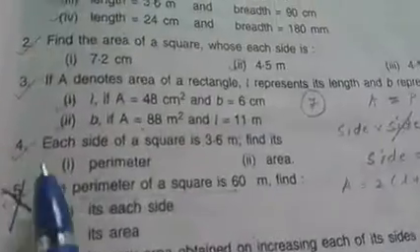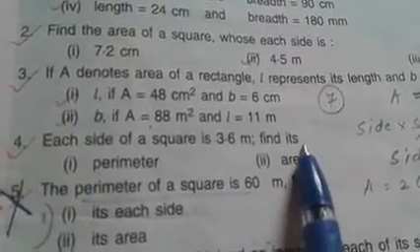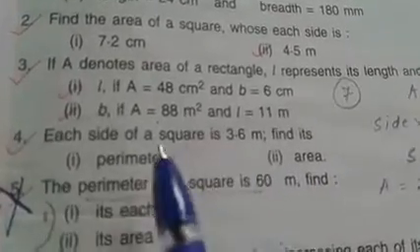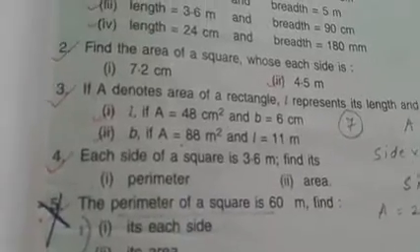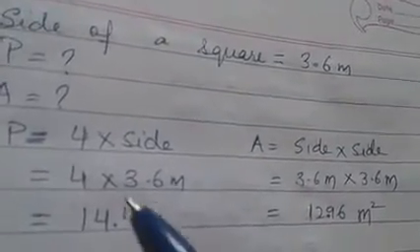Then let's see question number 4. Each side of a square is 3.6 meter. Find its perimeter and area. Means the side of a square is given. Using this side you have to find out its perimeter and its area. Very simple, you can see. Just use the formula, substitute the values and get the answer.